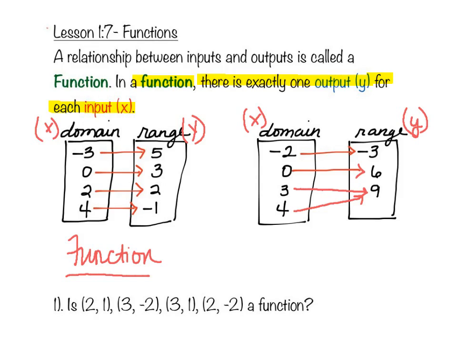Is each member of the domain matched up with exactly one member of the range? And the answer is yes. Each member of the domain has exactly one member of the range. So this is also a function. If you had one member of the domain matched up with two members of the range, then it would not be a function.